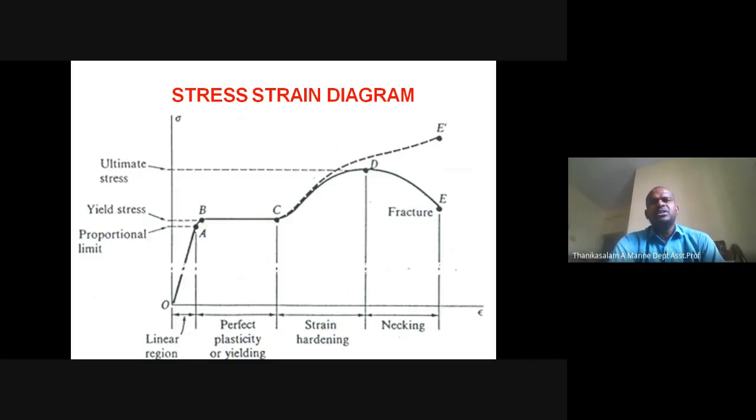Point B, yield stress. Yield stress means that after reaching the proportional limit, if I apply a small amount of load, the body gets some additional elongation, yield. That point is called the yield point. The corresponding stress is called yield stress. That is, yield stress equals yield load divided by area of cross section.